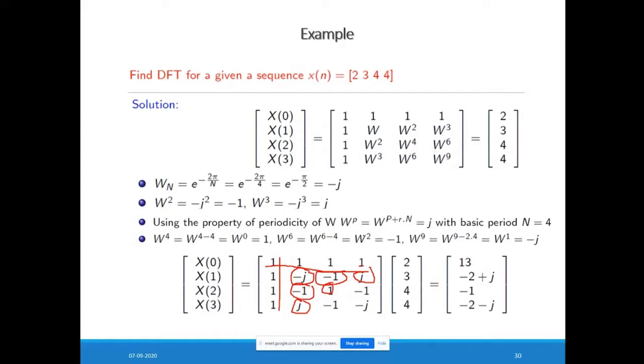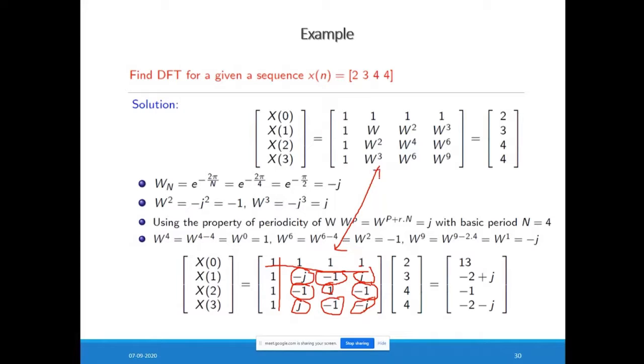Then omega 6 is nothing but the same as omega 2, so that is minus 1. We applied it over here. Here omega 6, here omega 6, so it is also minus 1. Now the last one is omega 9. Omega 9 is nothing but the same value as omega 1, that is minus j, so we have applied that. So this is how we have to obtain the values of this twiddle matrix.